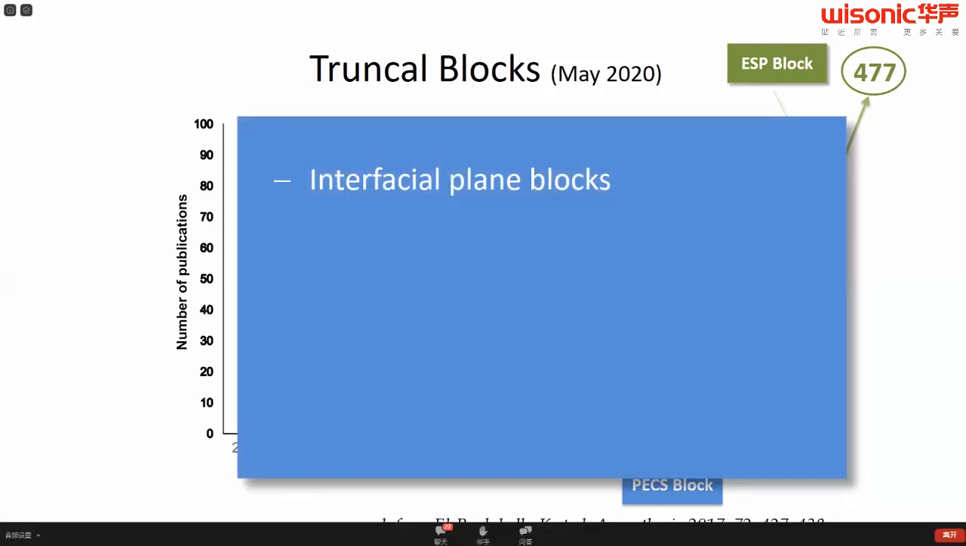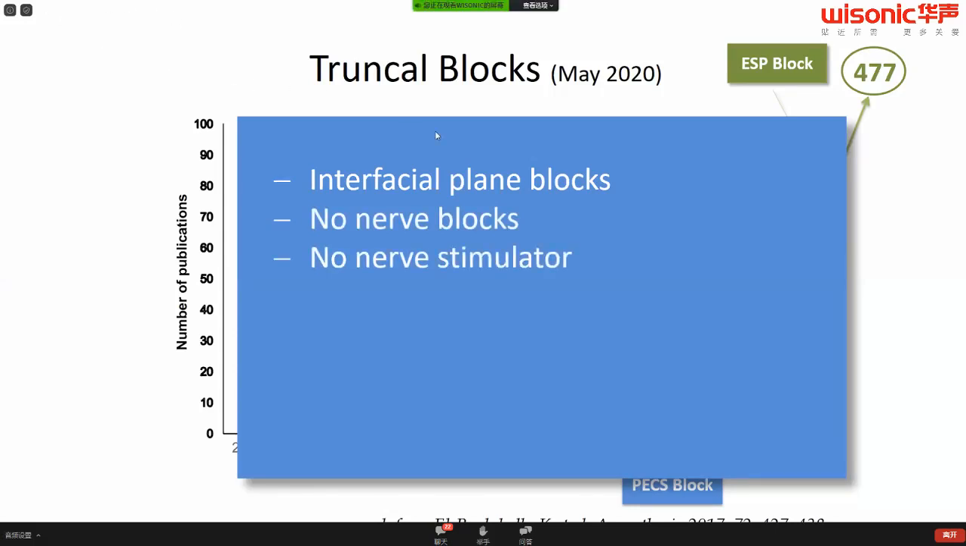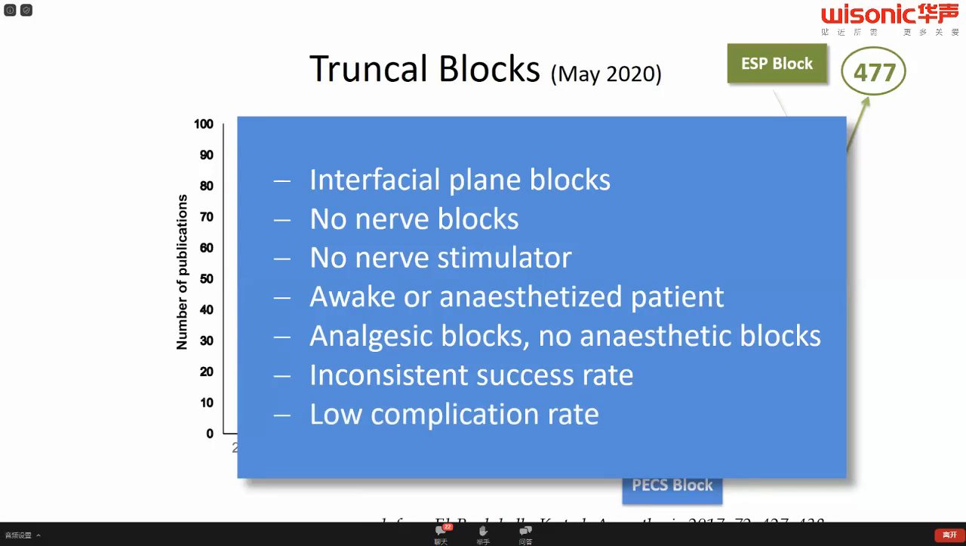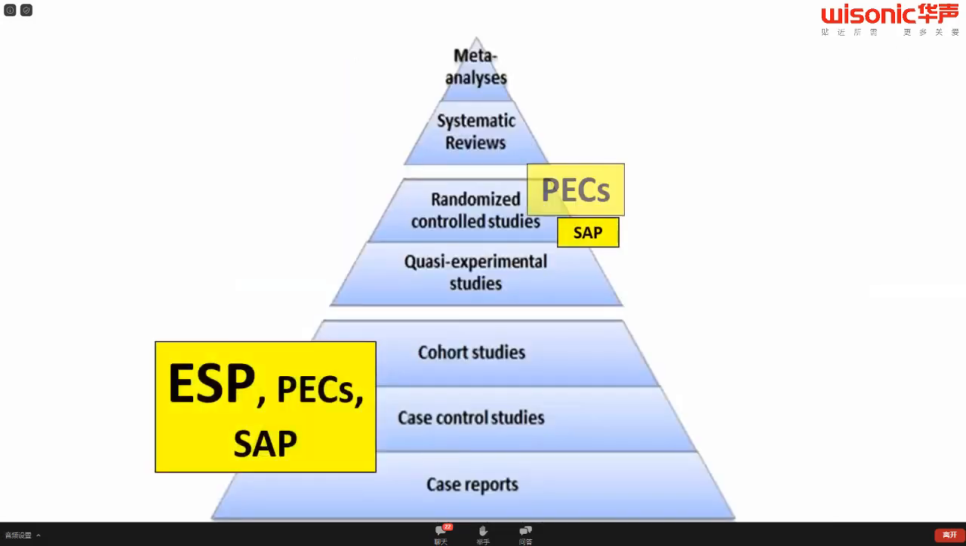What is common to all these blocks is that these are interfascial plane blocks. These are no classical nerve blocks. So you don't need a nerve stimulator to do these blocks. You can do it in the awake or anesthetized patient. Most of the blocks are analgesic blocks and no anesthetic blocks. And what is also common to all these blocks, these are inconsistent in their success rate and they have a low complication rate. We also have to state that for many of these blocks, we only have case reports or case studies, and only for a few ones we have randomized controlled studies or systematic reviews.